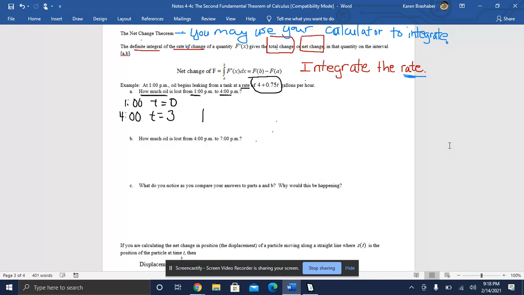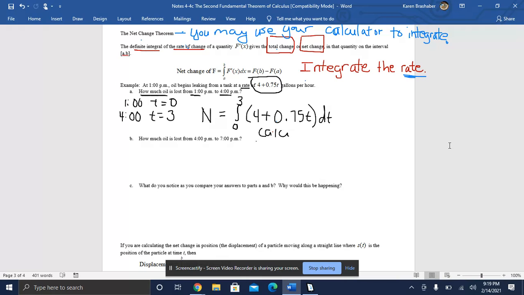I'm going to call this N for net change. I'll write this as the integral from 0 to 3. And then my rate, which is 4 plus 0.75 t. Remember to put a dt with that. And then you can use your calculator to do this integration. I do not need to see any other work other than your equation and then your answer. So use your calculator to do this.